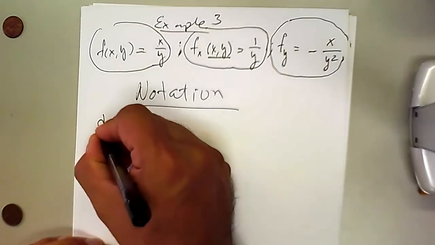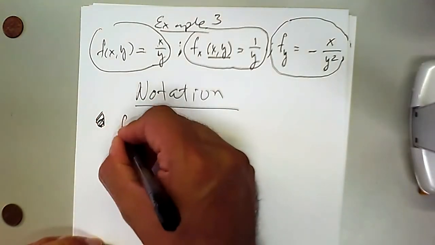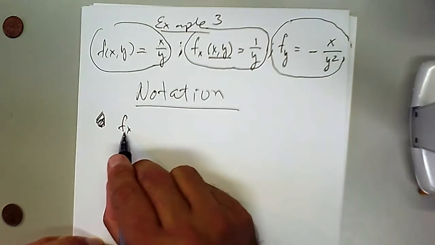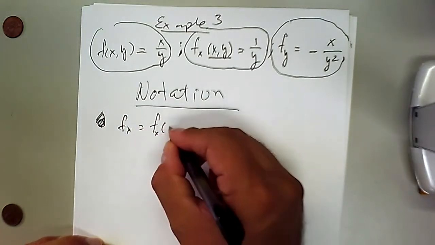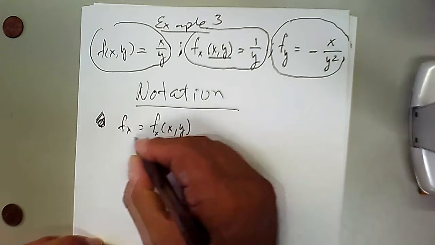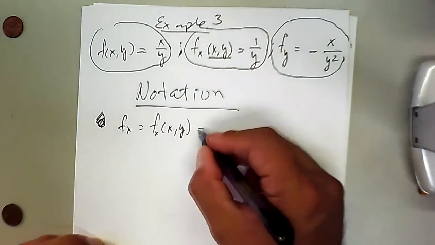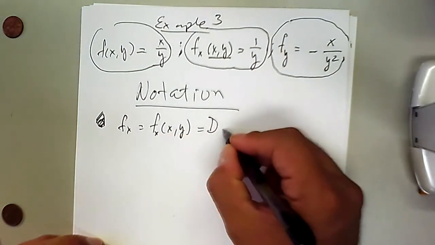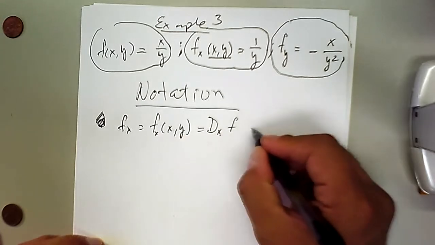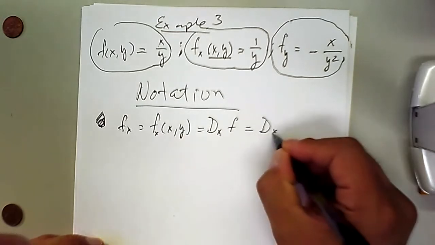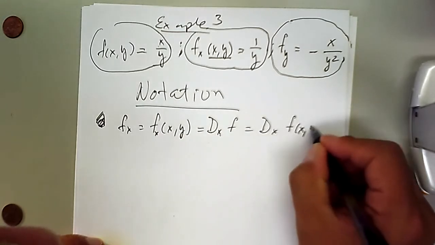So one way, which I already explained, is f sub x, the partial derivative of f with respect to x. It doesn't matter whether you put the inputs or not. Those two are the same thing. Another notation is d sub x, the derivative with respect to x of f, and you can put the same thing with the variables or not.